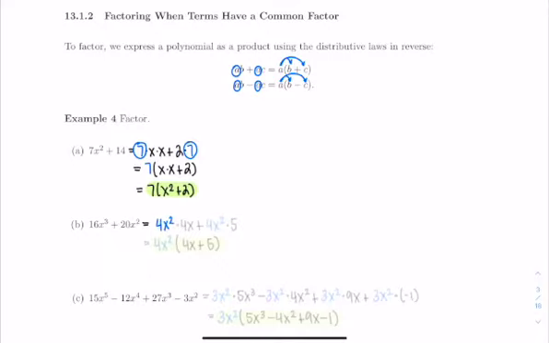So 4x squared times 4x would give me 16x cubed, and 4x squared times 5 would give me 20x squared. And so again, we pull out the 4x squared, and then on the inside we have whatever's left over, which is 4x plus 5. And that's your final answer.